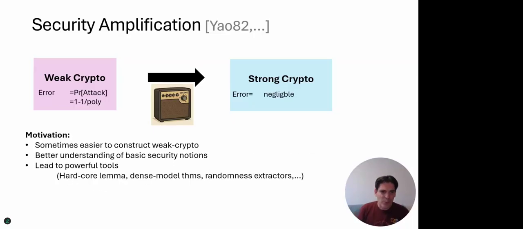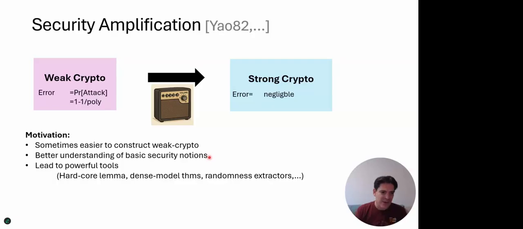Why should we care about security amplification? Well, there are several reasons. One reason is that in many cases it's much easier to construct a weak primitive and then upgrade it into a strong primitive as opposed to directly construct a strong primitive. And maybe the most famous example is the construction of pseudo-random generators from one-way functions that goes through several weak variants of PRGs.